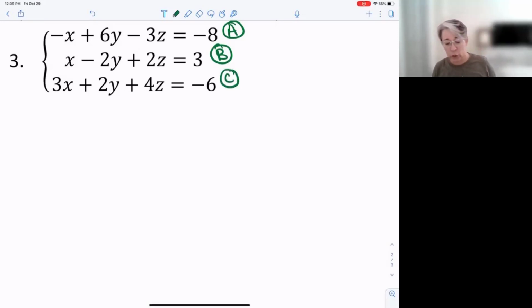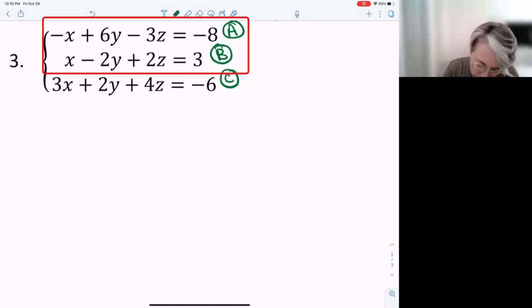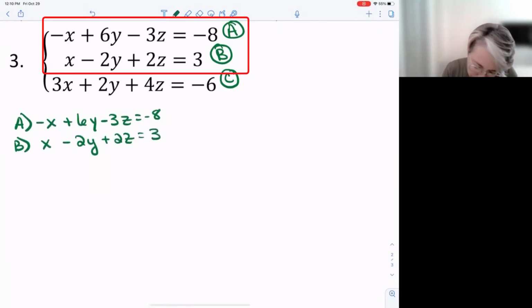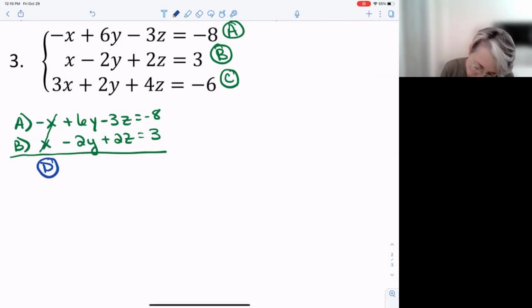So once again, we want to eliminate one of the variables twice. So let's pick two of the equations. We can get rid of the x's or the y's. Why don't we get rid of the x's this time just to be different? Because they're already opposites in equation A and equation B. Since we don't have to multiply anybody, we can go ahead and add those together. The x's add up to 0. Our new equation D would give us a 4y minus z equals a negative 5.